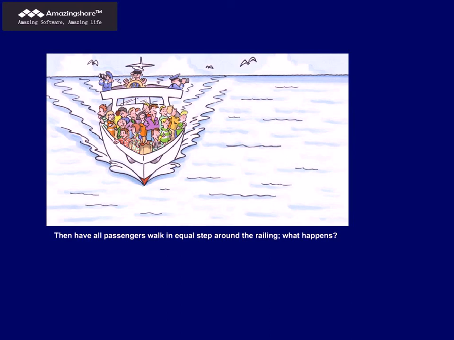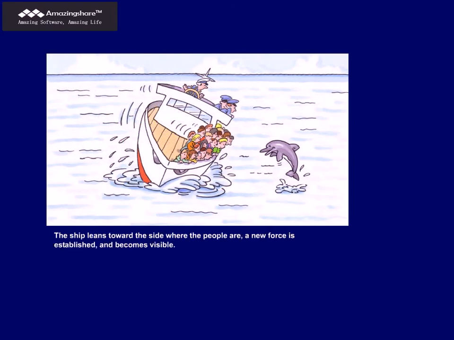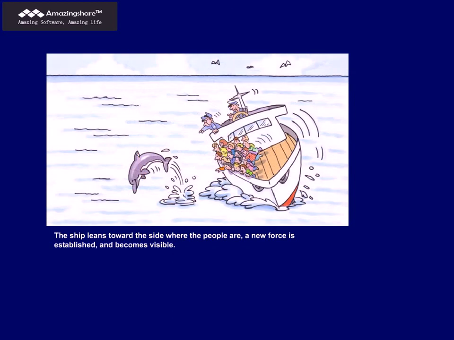What happens? The ship leans towards the side where the people are. A new force is established and becomes visible.